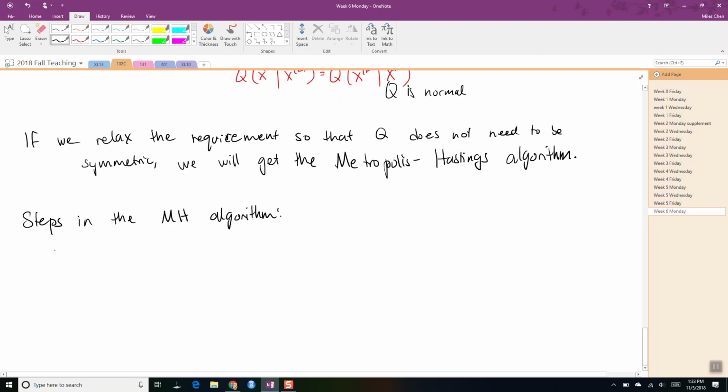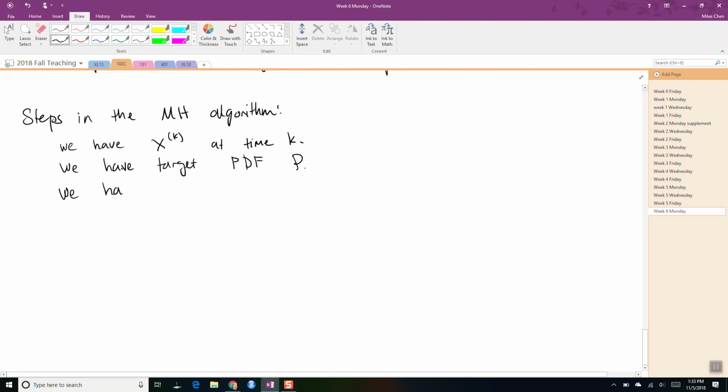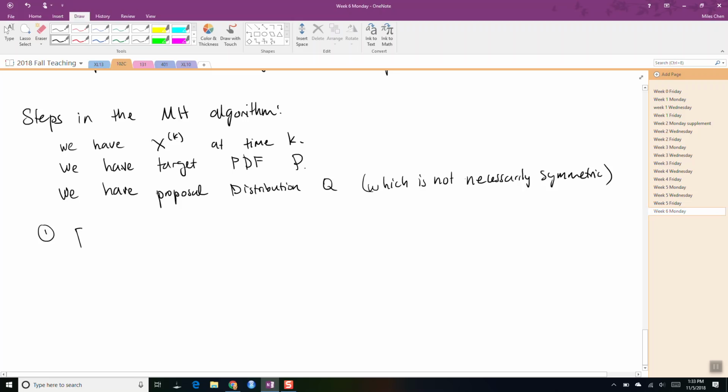All right. So we have xk at time k. We have target PDF P, and we have proposal distribution Q, which is not necessarily symmetric. Okay, and so the steps are: propose x star from Q given your current value of x.